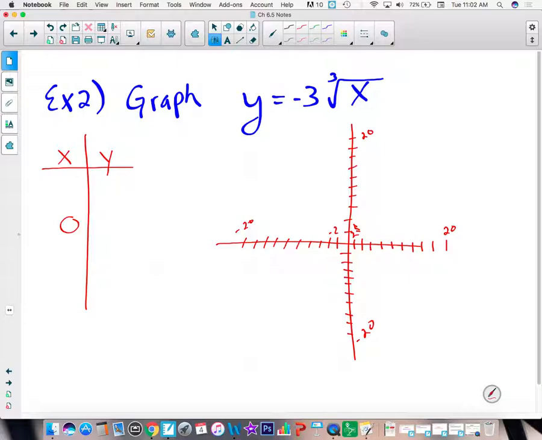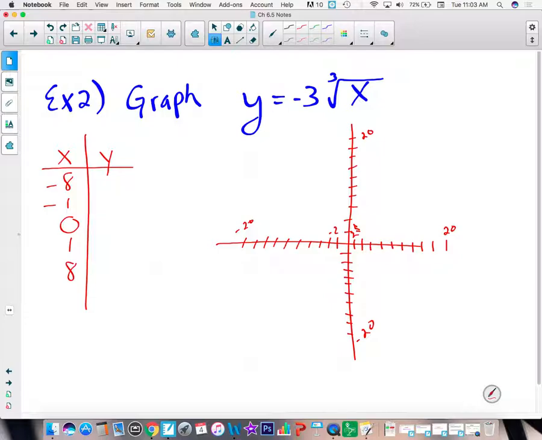I would start at -8. Okay? So I would do -8, -1, 1, and 8. Why do I start at -8? Because cube root of -8 is a -2. You could start at -27 because that's a nice cube root too, but I would start at -8.